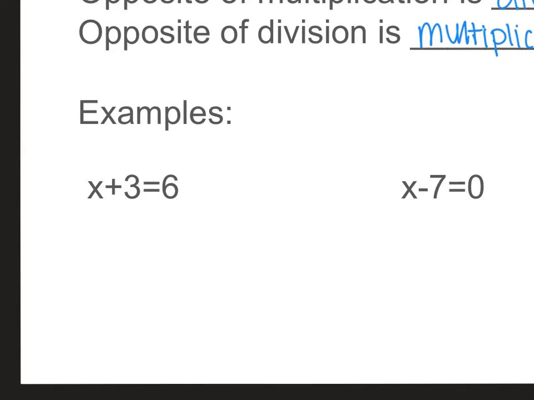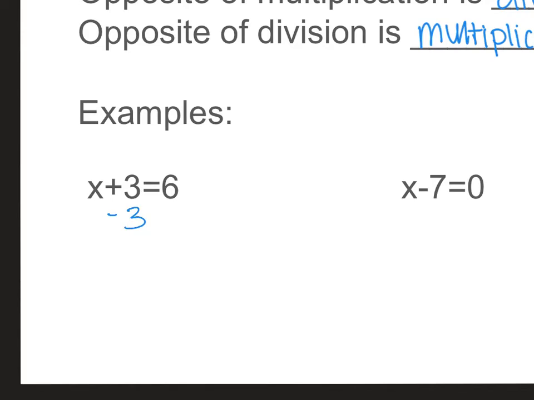So we have x plus 3 equals 6. We want to get x by itself. So we need to do the opposite operation of addition. The opposite of addition is, if we remember, subtraction. So we are going to subtract 3.